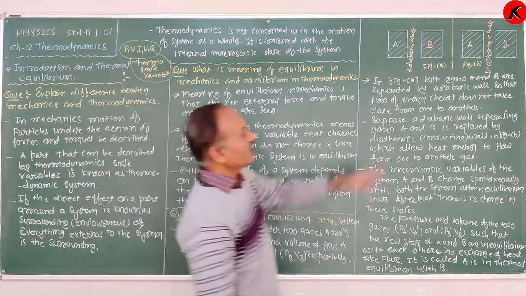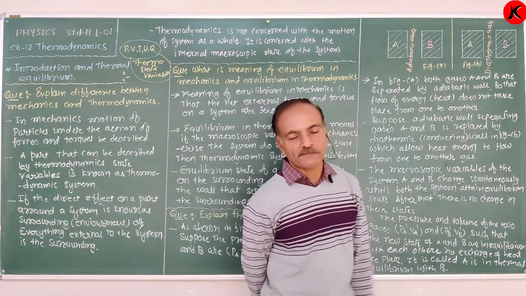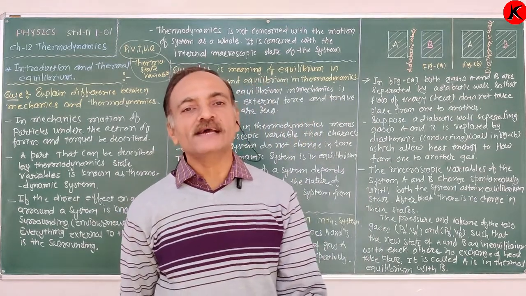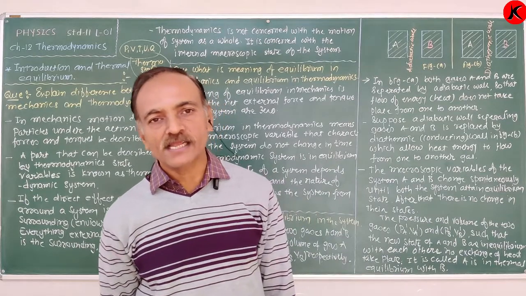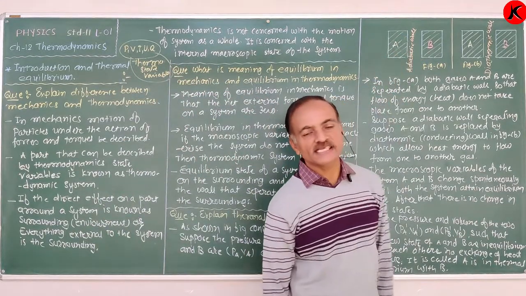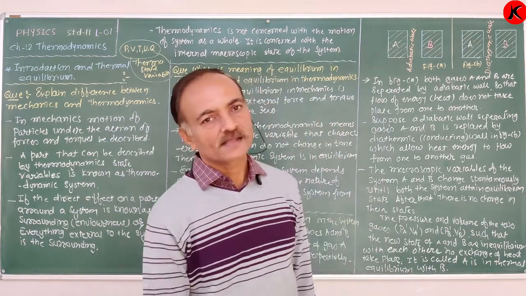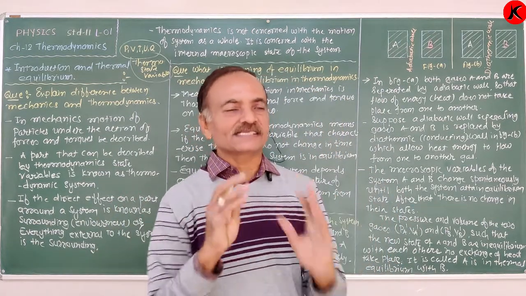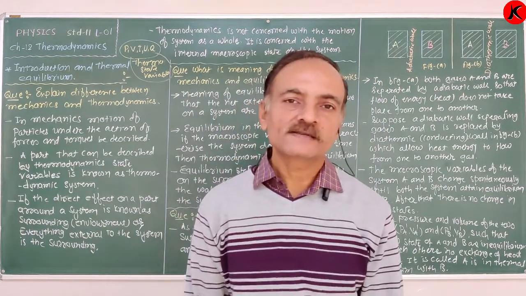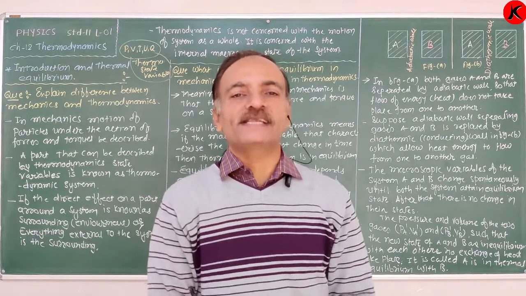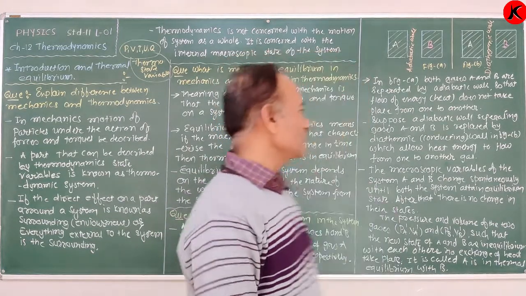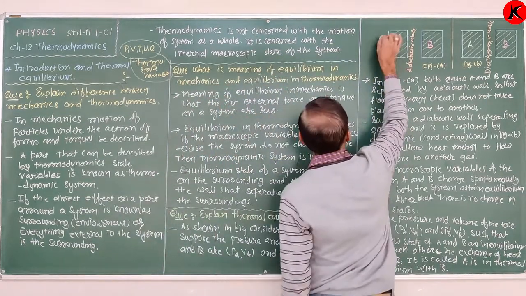In figure A, both containers are separated by an adiabatic wall. Adiabatic wall means a non-conducting wall. Suppose the temperature of A is more than the temperature of B. Now both are connected with each other by the non-conducting adiabatic wall. So what happens? There is no flow of heat from the hot part to the cold part, from A to B, because A is supposed to be hot and B is cold.